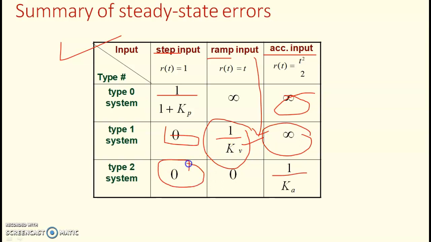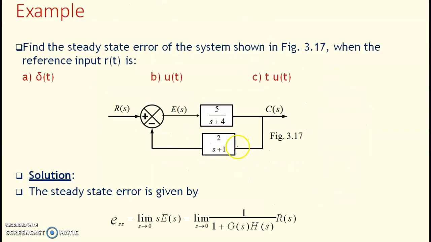For a type 2 system, we have to consider a parabolic input signal, and the steady state error is given by 1 over k. Clear? Parabolic with respect to acceleration error constant, ramp with respect to velocity error constant, step input with respect to positional error constant. Let us discuss with a problem.